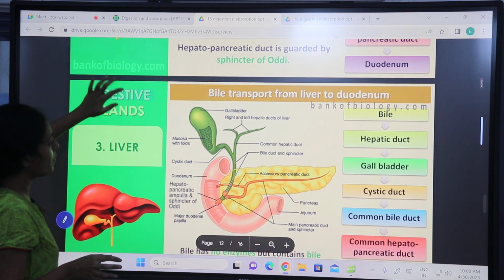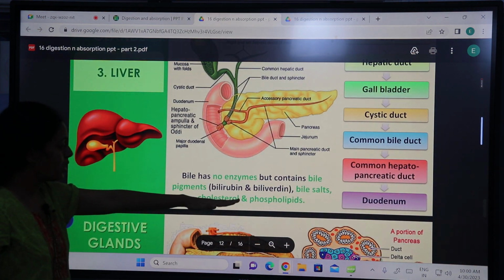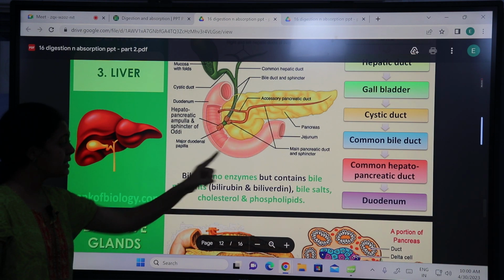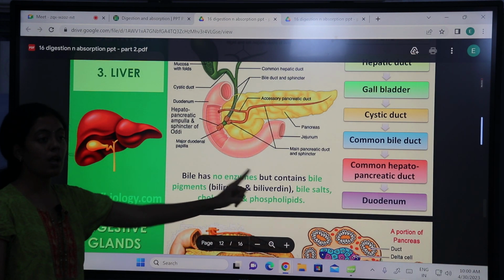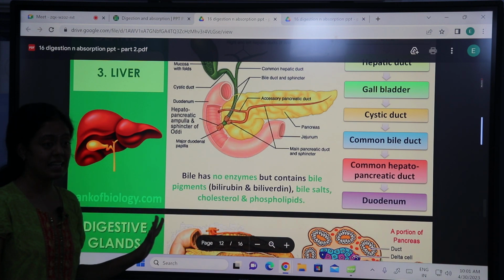Yes. Next let's talk about the pancreas. Okay, this is very important. We had discussed already, bile has no enzyme. It has bile pigments, bile salts, cholesterol and phospholipids. Again, I'll repeat, it does not have any enzyme.